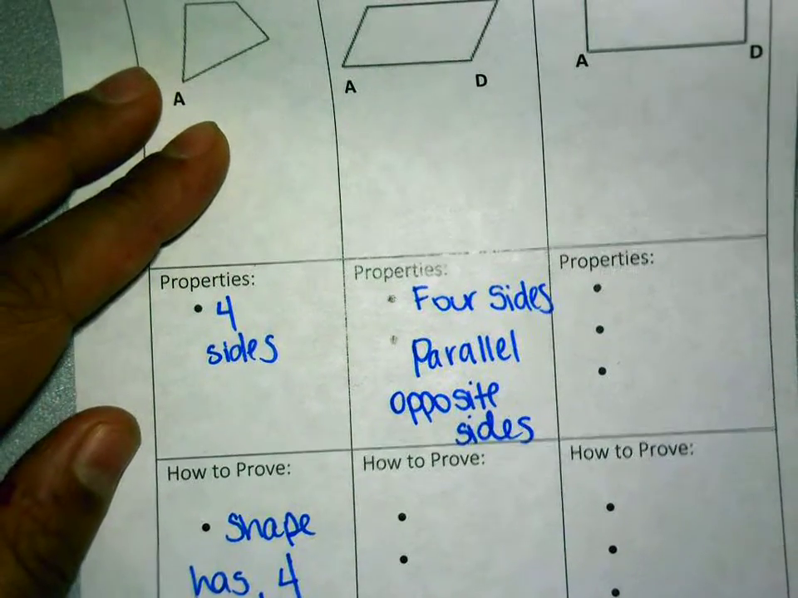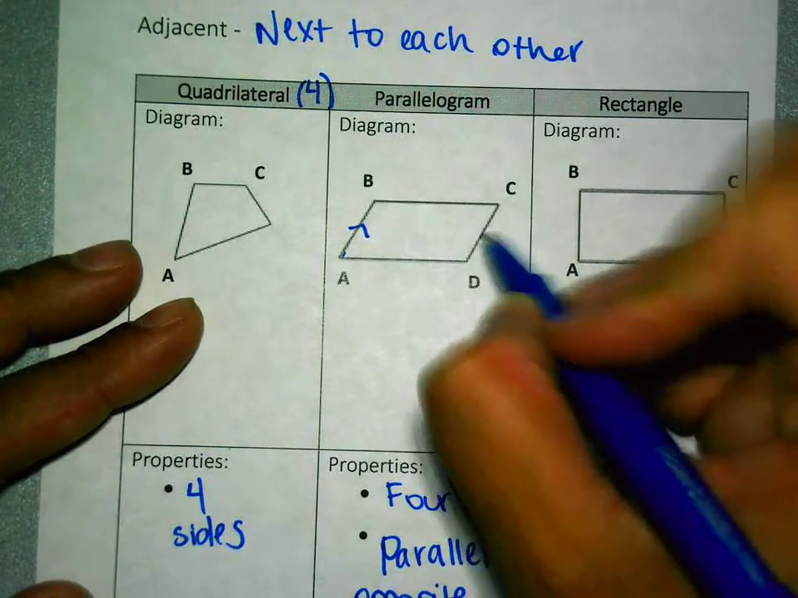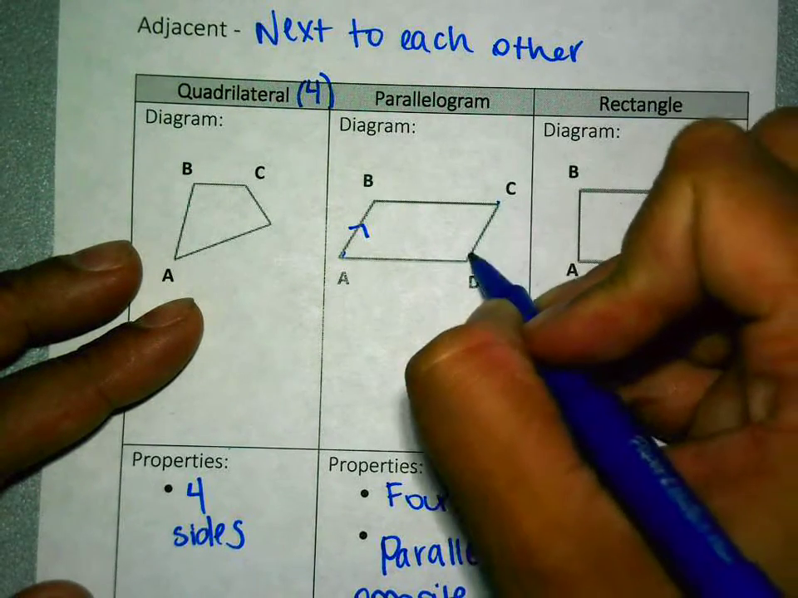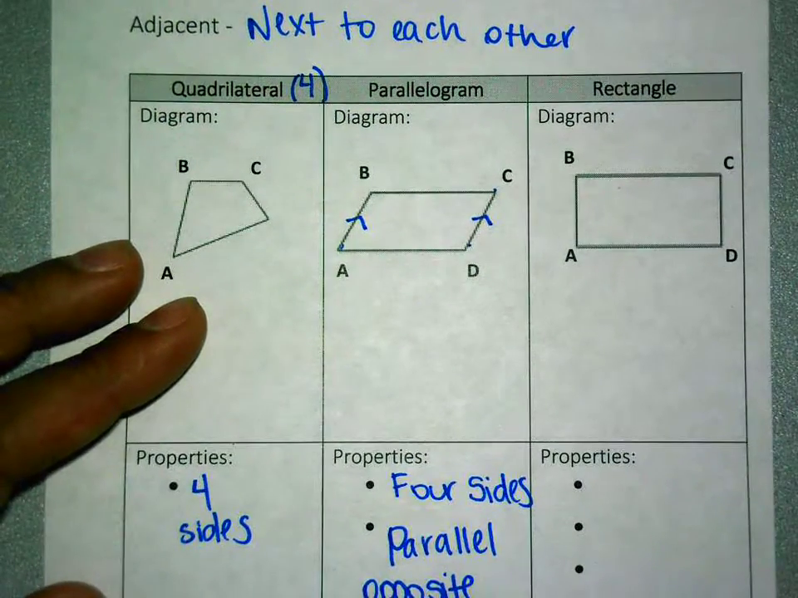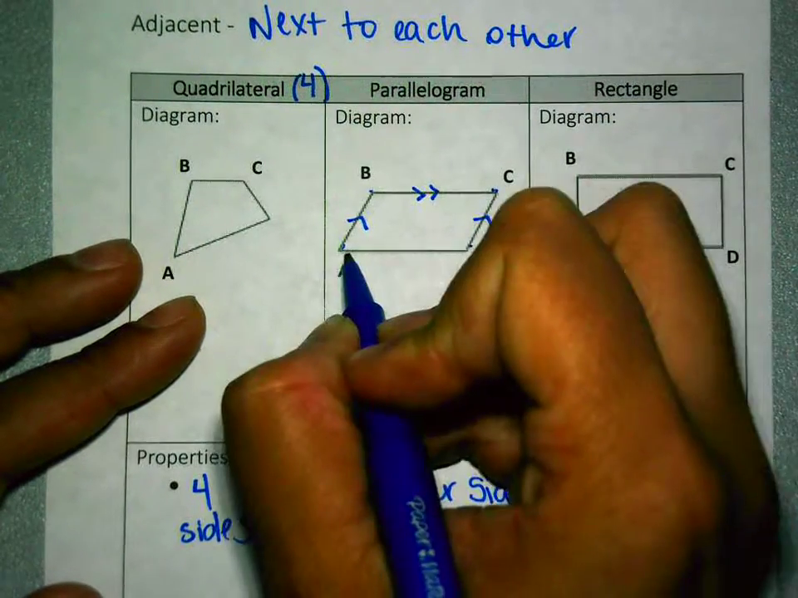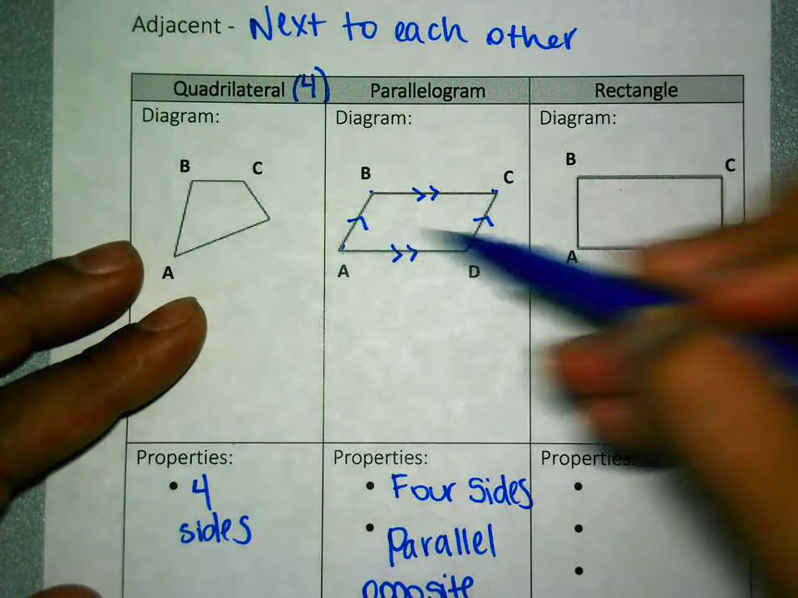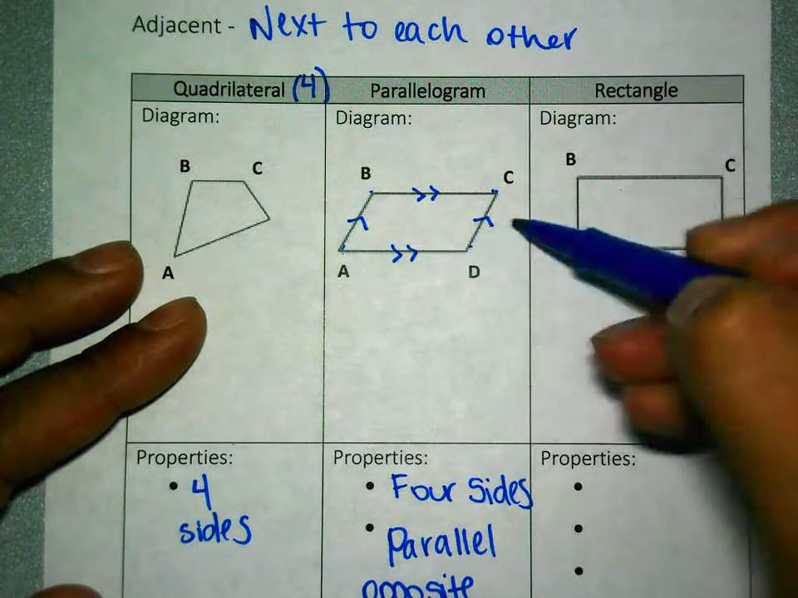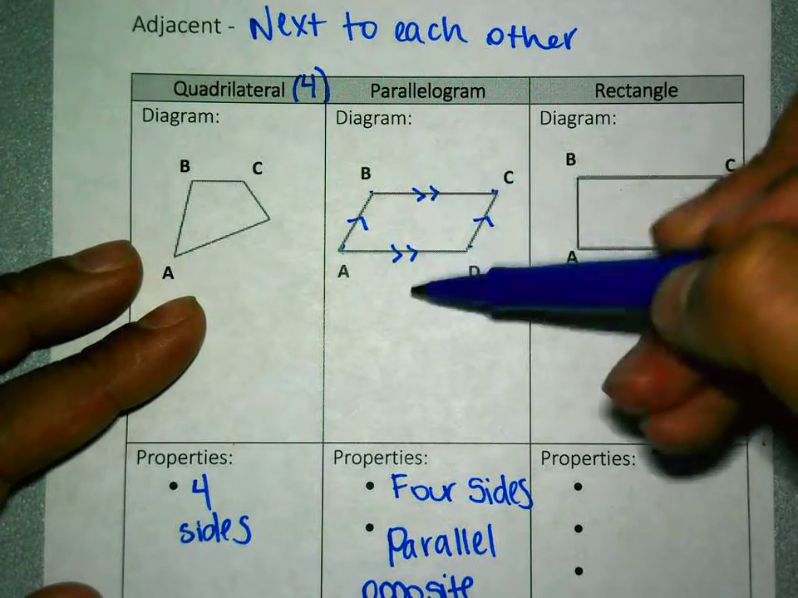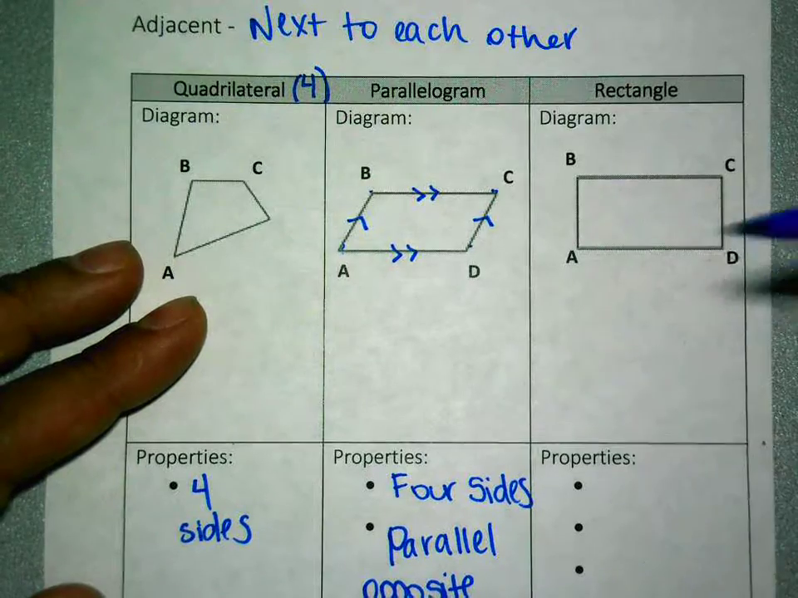So what I mean by that is that side AB is parallel to side CD, and side BC is parallel to side AD. Notice how I put a single arrow for those two? That tells me that those two are parallel. I put a double arrow for BC to show me that BC and AD are parallel.